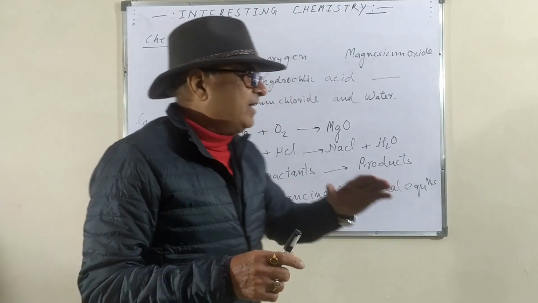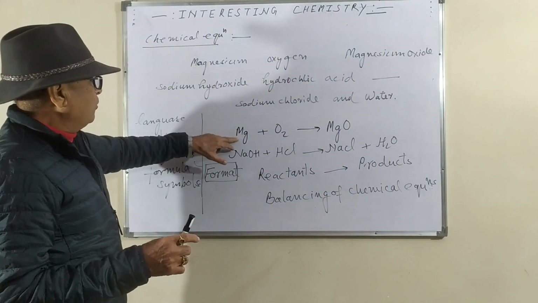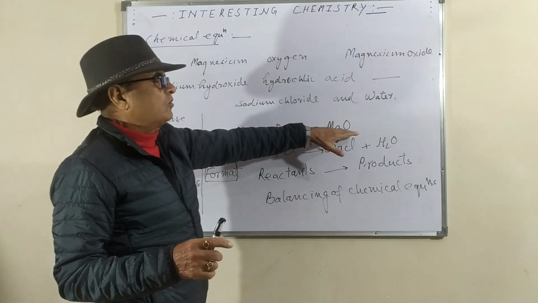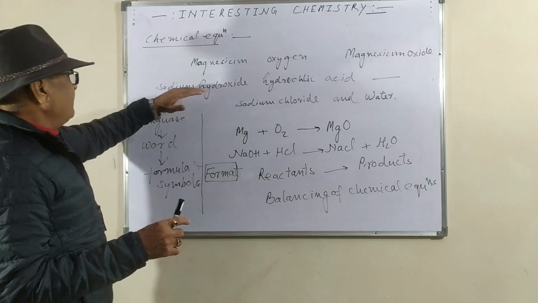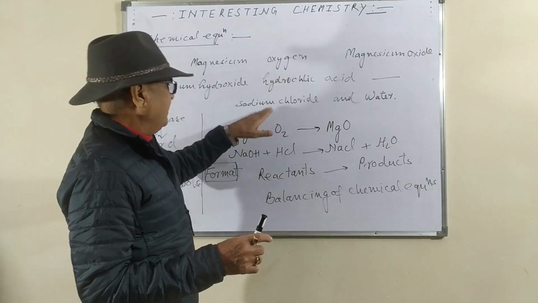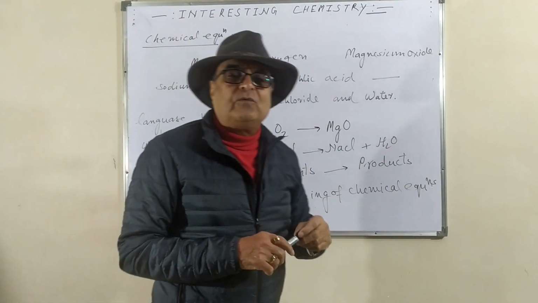Now you can write here again magnesium, the symbol of magnesium, plus oxygen O2, and magnesium oxide is formed. In the same way, sodium hydroxide reacts with HCl, then there is NaCl and H2O. This is again the shorter way.